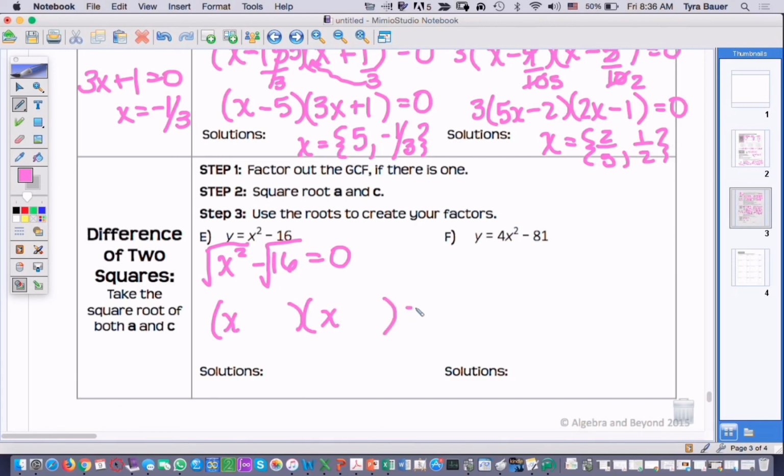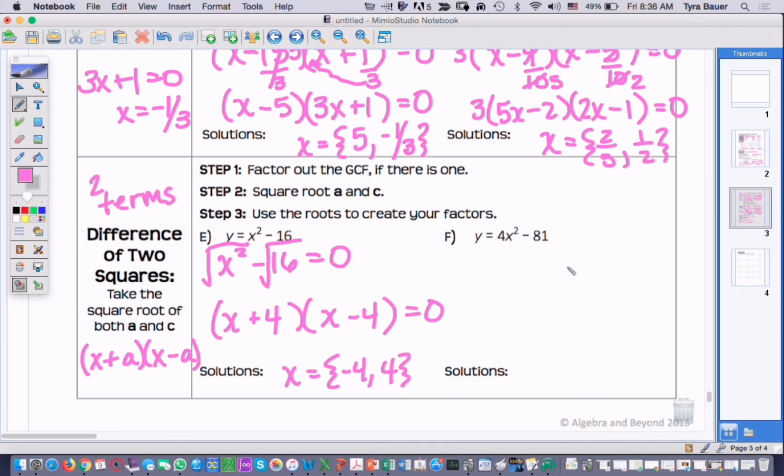Oops. Okay, let me see that. What's the square root of x squared? X. And what's the square root of 16? 4. So essentially the difference of squares is going to be x plus, let's just say a, times x minus a, if you want to say it like that. It should be the same number. It's plus or minus. So this is when you have 2 terms. You should be thinking of this method. 2 terms.